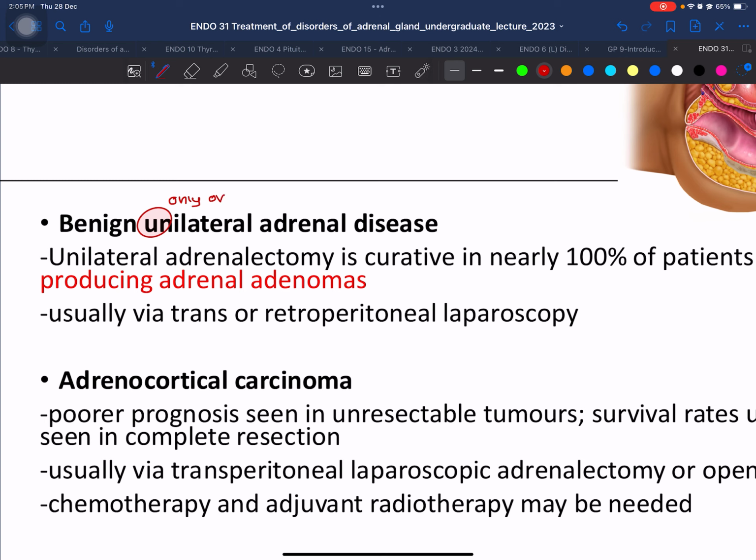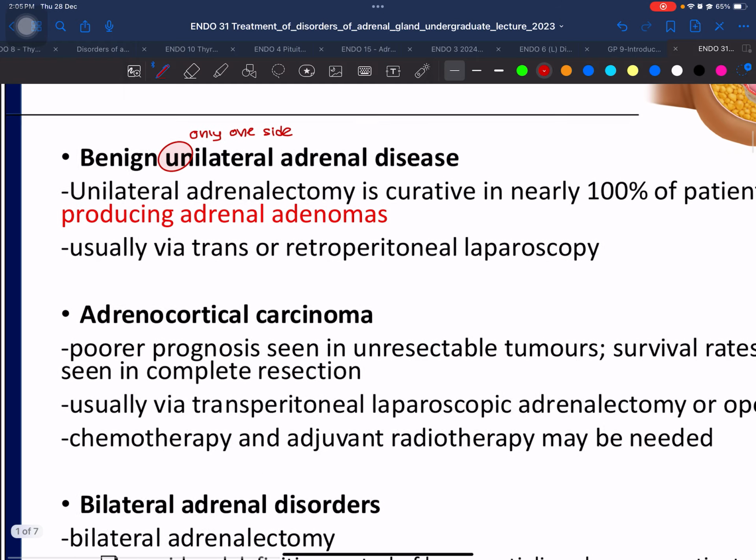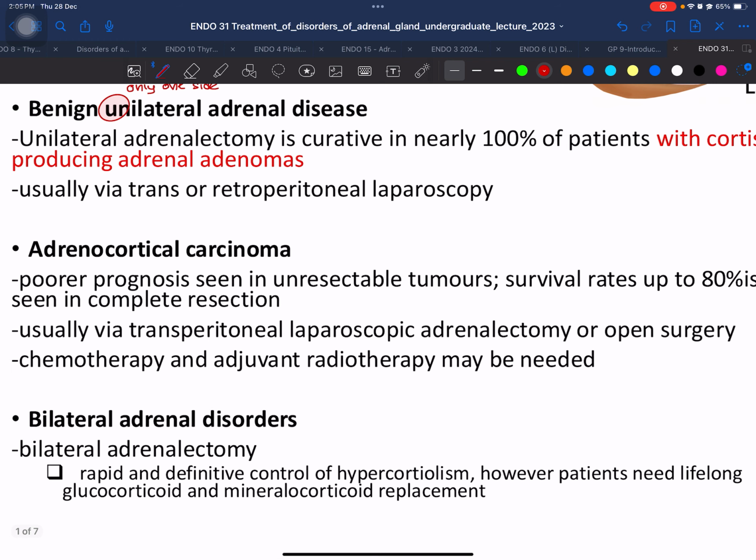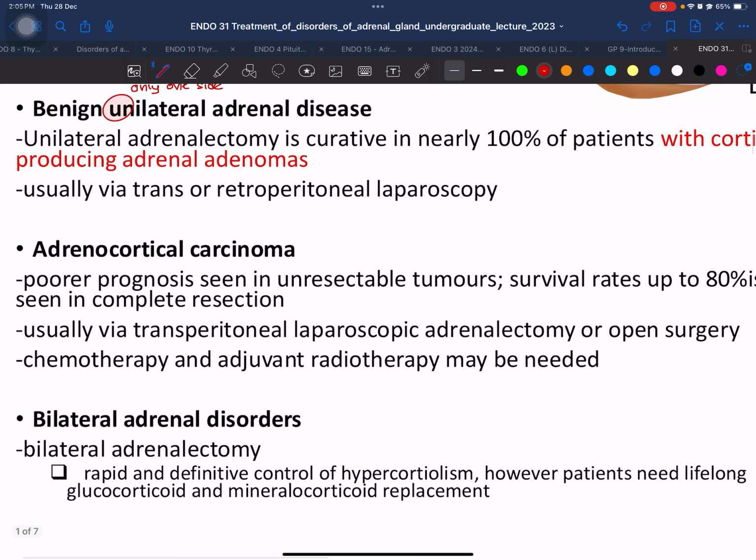Adrenal cortical carcinoma is a malignant carcinoma, as its name suggests. It has a poorer prognosis, obviously, because it's a carcinoma, as compared to adenoma, which is benign. Poorer prognosis is seen, especially in unresectable tumors, whereby the survival rate is up to 80%, even if you completely resect it. Usually via transperitoneal laparoscopic adrenalectomy or open surgery. Open surgery because sometimes the surgeons want a better view of the peritoneum. You want to look at metastatic deposits or extension of the carcinoma. Chemotherapy and adjuvant radiotherapy may be needed. It depends on the staging of the patient as well.